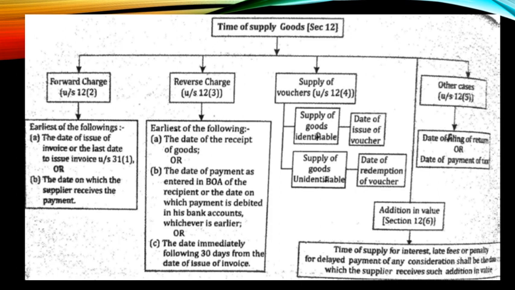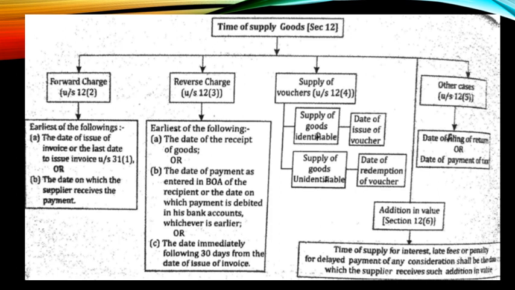The next is supply of voucher. For a supply of voucher under Section 12 subsection 4, the time of supply is the date of issue of voucher if the supply is identifiable at that point, or the date of redemption of the voucher in all other cases.